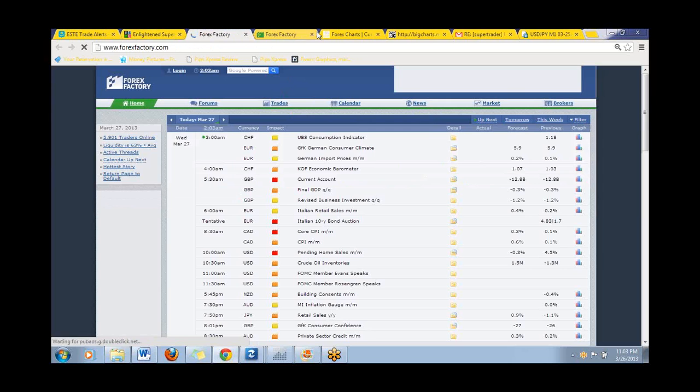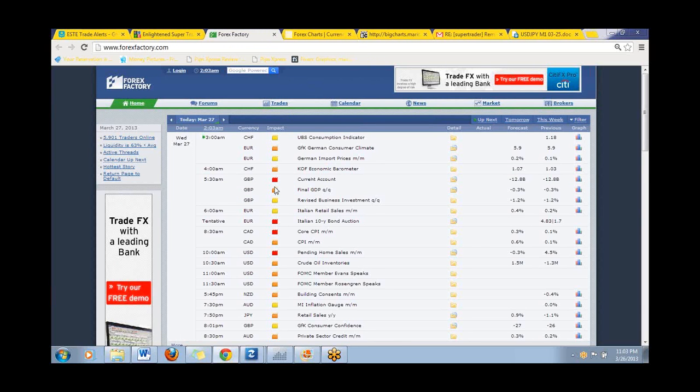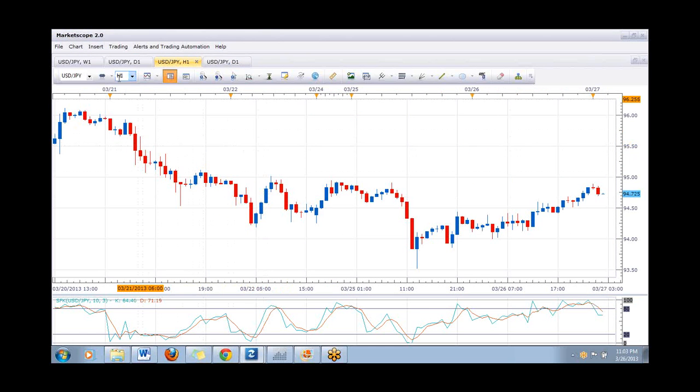And just to double check with Forex Factory, you can see through there 3 a.m. Swiss, so that's midnight. German consumer climate, and the KOF, that's in the medium, and they have the current account, pretty much it's about 2:30 our time, and final GDP. And then the euro, and the Italian 10-year bond as well. Hence, that's why I believe the euro dropped a little bit. Let's have a quick look.